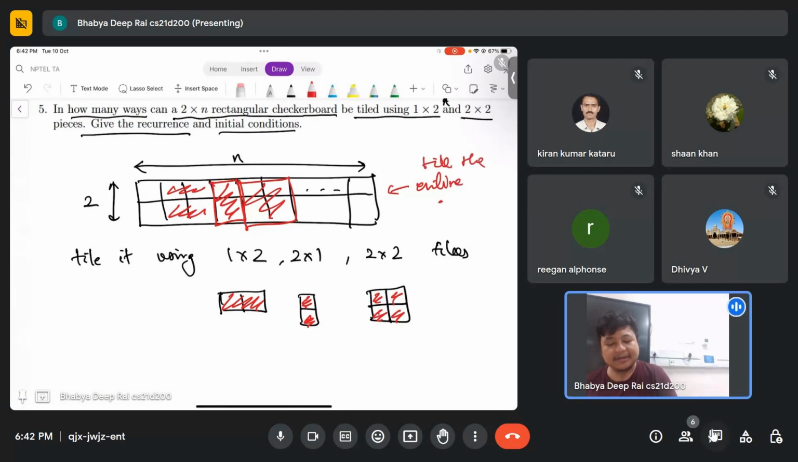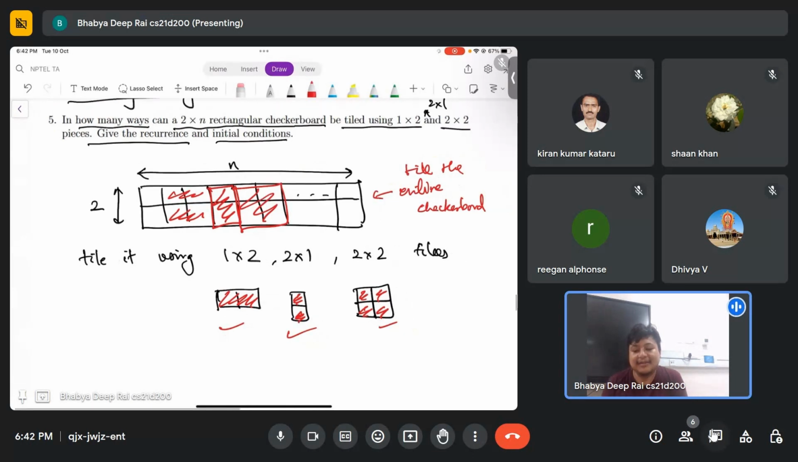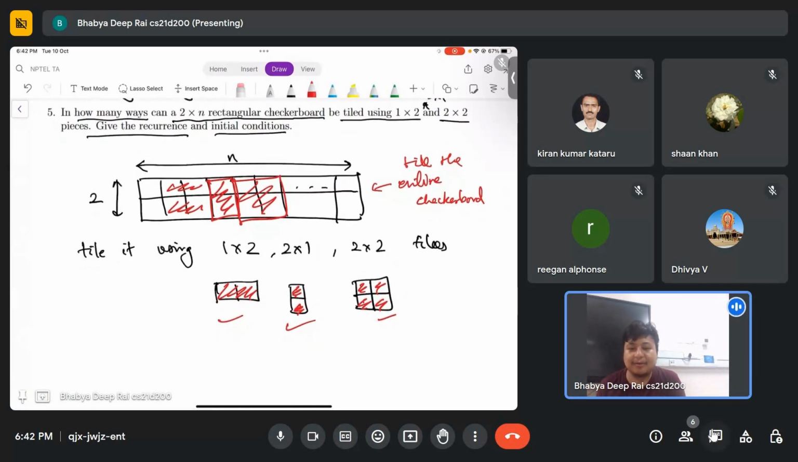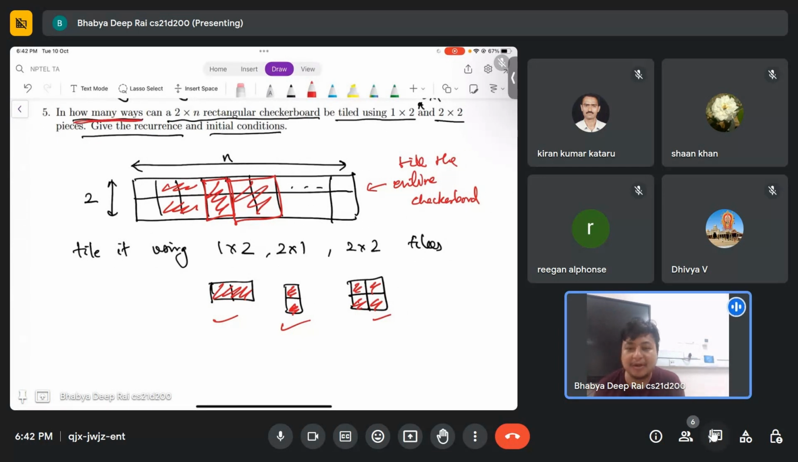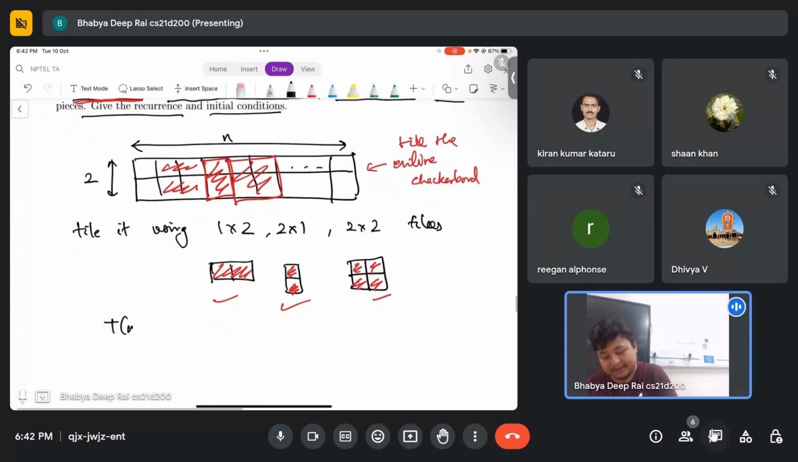Tile the entire checkerboard using these tiles. The question is, give me the recurrence relation for this. Tell me how many ways there are to tile this particular board using a recurrence relation, and give me the initial condition. That is what I'm asking. So for example, tell me what T of n is, where T of n is the number of ways to tile a 2 cross n checkerboard.